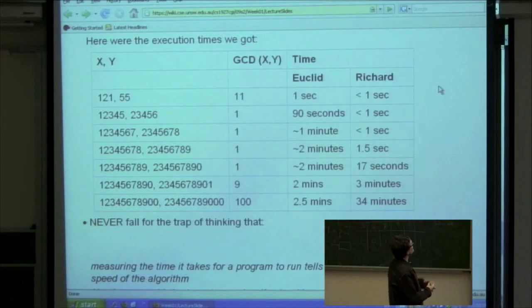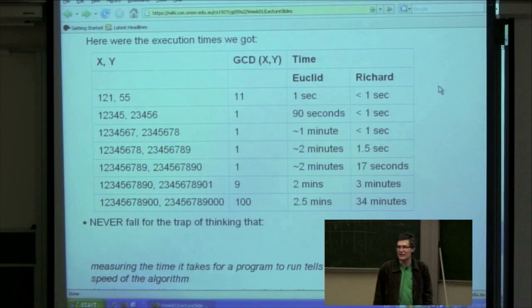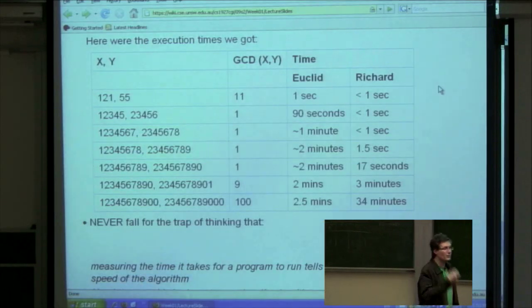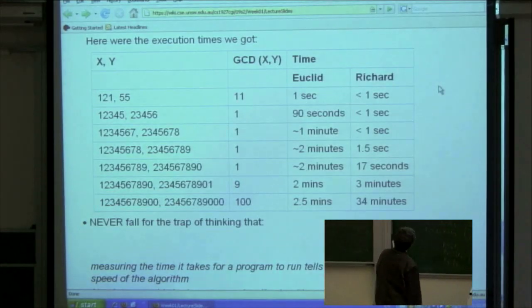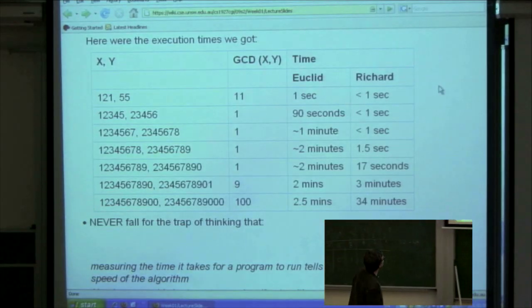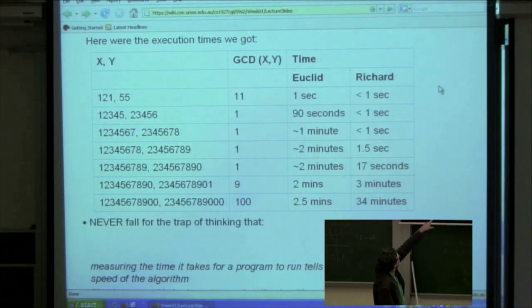So we doubled the size of the number. We're not doubling the numbers, we're doubling the number of digits. So we're actually increasing the size of the problem. Double the number of digits in decimal, you double the number of binary digits it takes to represent. So we're doubling the information. It still took me under a second. It took him 90 seconds.